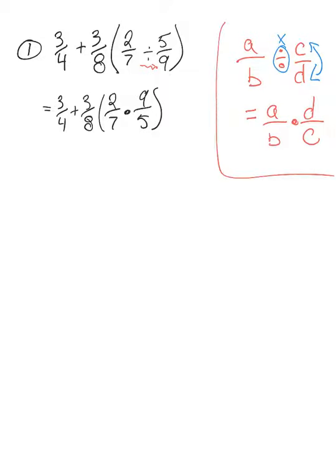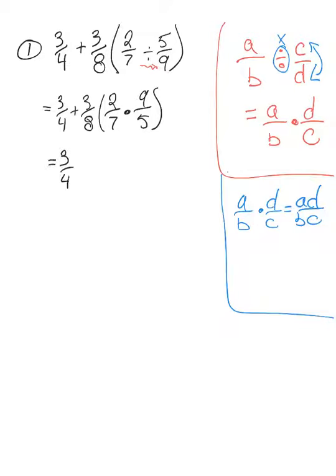And now, how do you multiply fractions? Well, we'll do it in blue. A over B times D over C equals AD over BC. So that's simple enough. And that equals 3/4 plus 3/8. Now let's combine 2 times 9, 18 over 7 times 5 is 35.